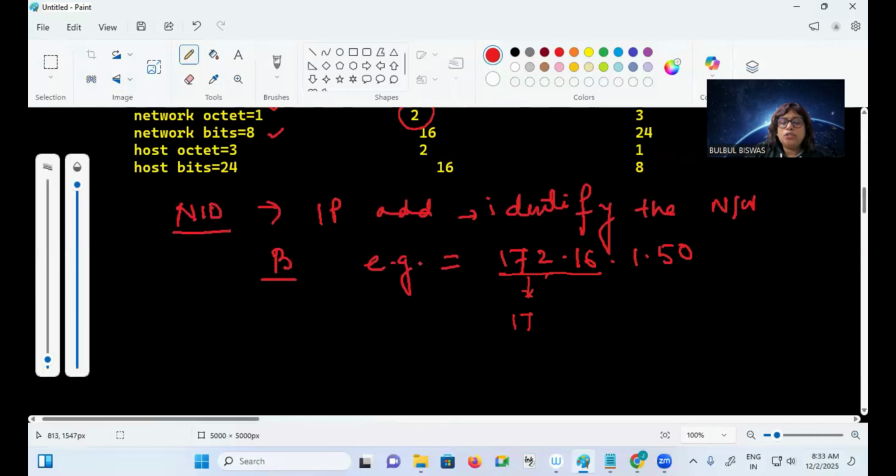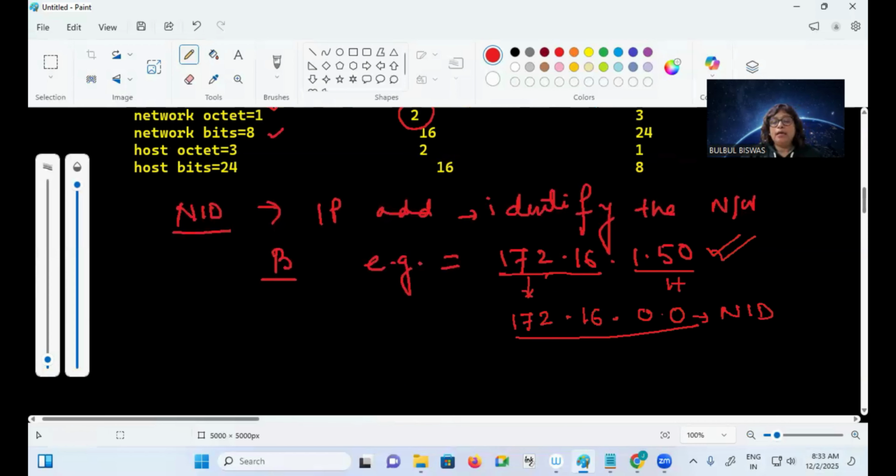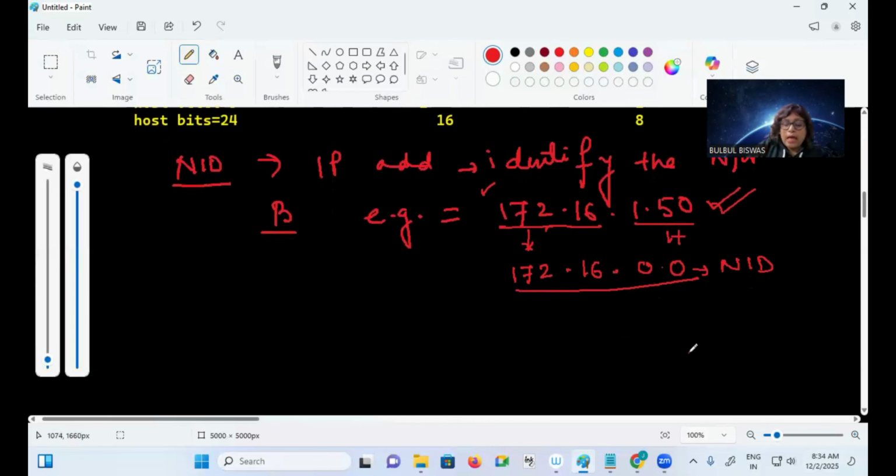We cannot change the network octets. And these two are my host octets, in which we will put 0. And what is the IP? You can see this is nothing but the network address of this host. Am I clear? That means this host belongs to the network 172.16.0.0.